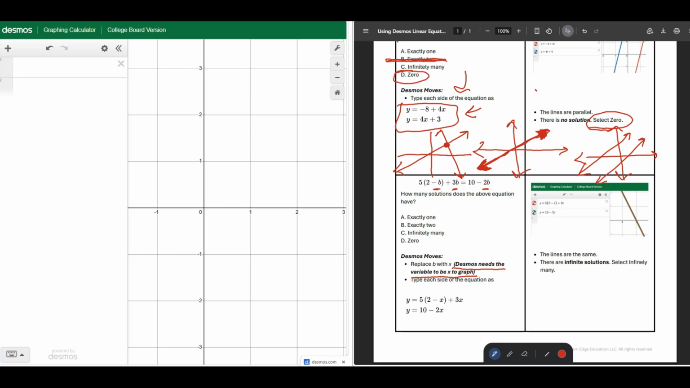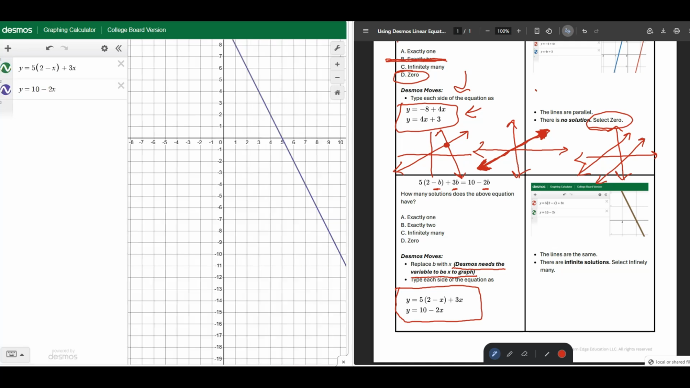So you can see whether you have two lines that are intersecting, two lines that are the same, or two lines that are parallel. So grab your calculator and let's type in the left side and the right side, making sure that we substitute all of the variables of b with the letter x. So take a moment and take care of that for me, please. Okay, let's check and see how you did on graphing those.